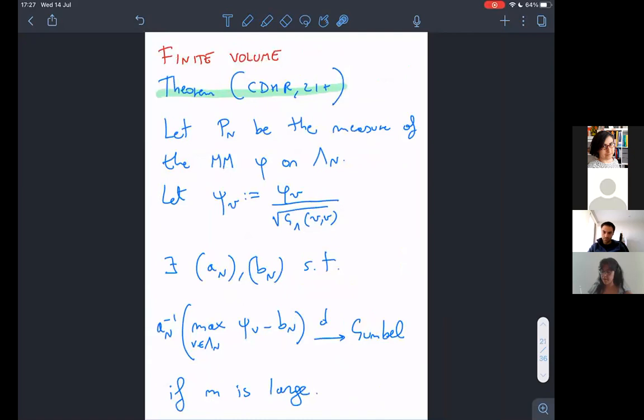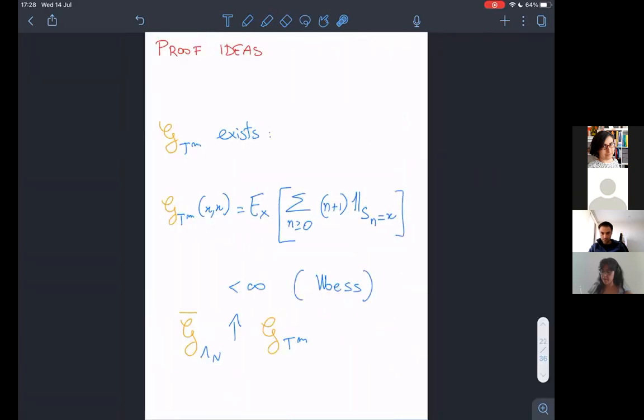And again, the same result we can prove for finite volumes. So now we are not studying the measure of the membrane on the entire tree. We are studying it just in this portion Lambda_n. So it's a slight difference, but the principle is the same. You are getting, again, convergence to a Gumbel distribution. And I have 2 minutes, perhaps, thanks, Daniel, to go briefly through the proof.